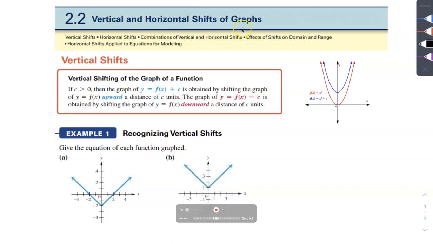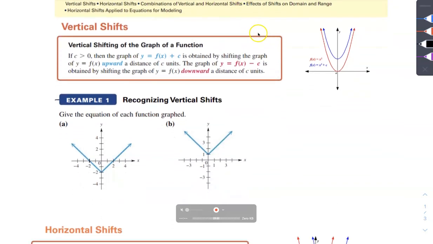Vertical and horizontal shifts of graphs. A vertical shift of a graph moves the graph up or down. When you think of a function, y equals f of x, that's our typical function. When we want to do a vertical shift to it, it's going to happen on the outside of the function, so plus and minus c.